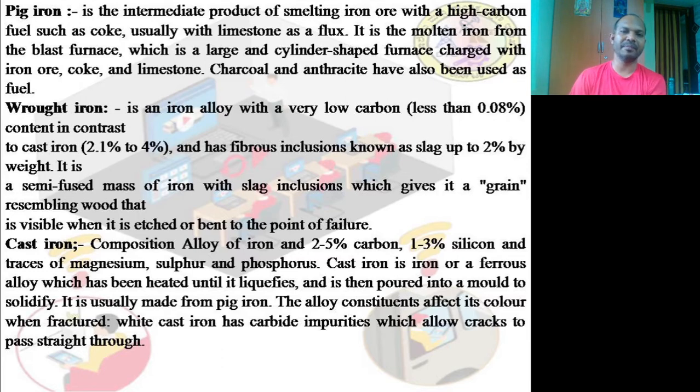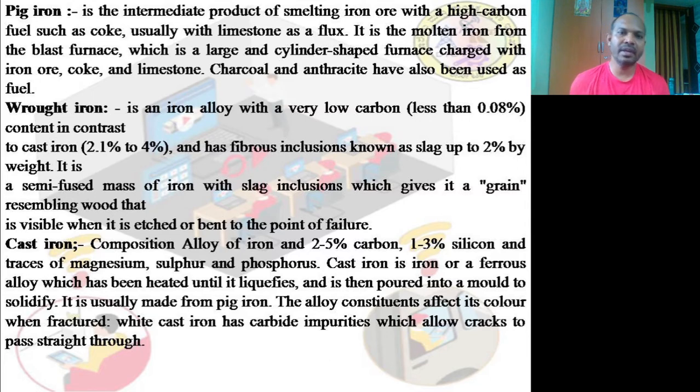No need to worry. It is an intermediate product of smelting iron. Smelting means we take the iron ore and melt it. Whatever iron we get, which is raw iron, is nothing but the smelting of iron ore with a high carbon fuel such as coke, usually with limestone as a flux. The coke has a high carbon content, and we use the limestone as a flux, which accelerates the reaction.